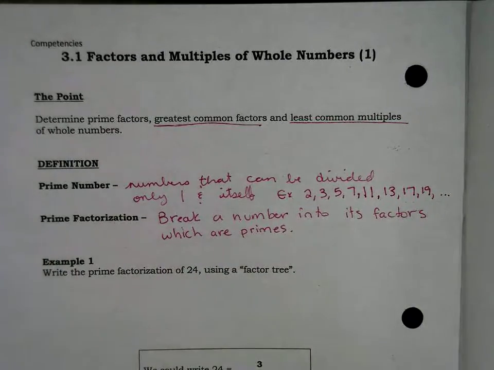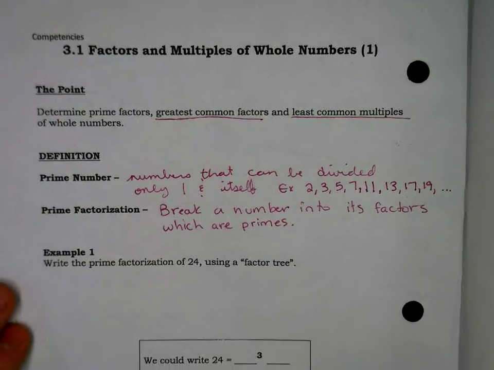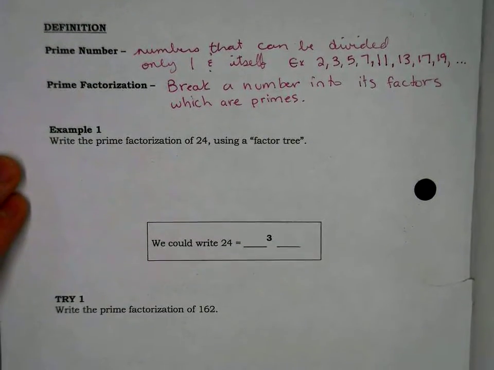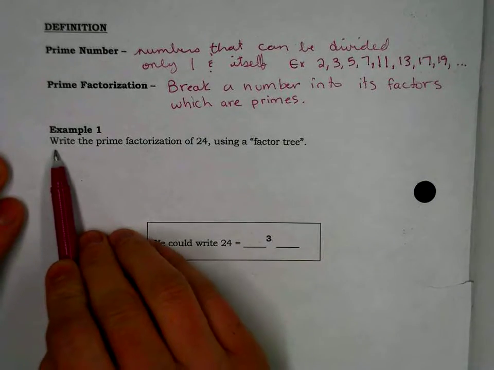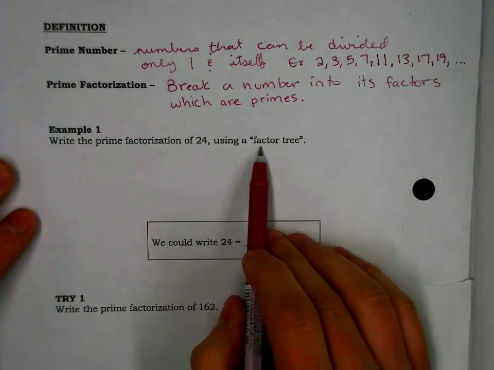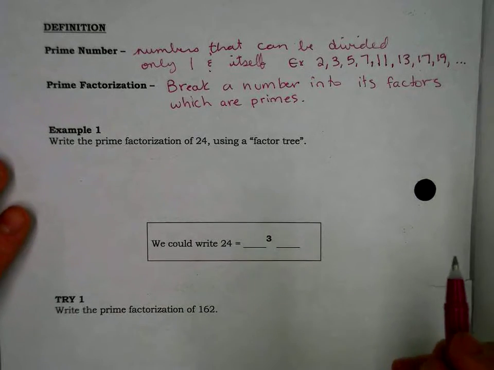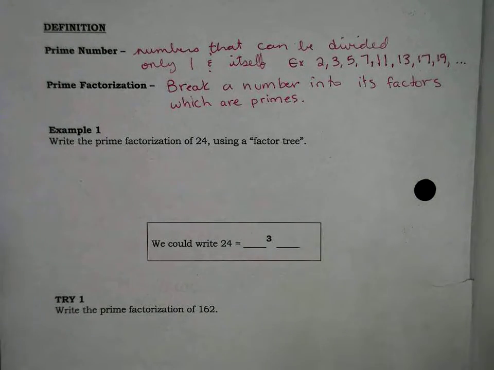So this is not a textbook definition, but prime numbers are essentially numbers that can be divided by only 1 and itself, and a prime factorization is breaking a number down into all of its parts, which are primes, which we can look at in our first example, example 1, the number 24. The question asks us to write the prime factorization of 24 using a factor tree. So what are all the different parts that make up a 24? And you might say, 6 and 4, but this could be broken down even further.